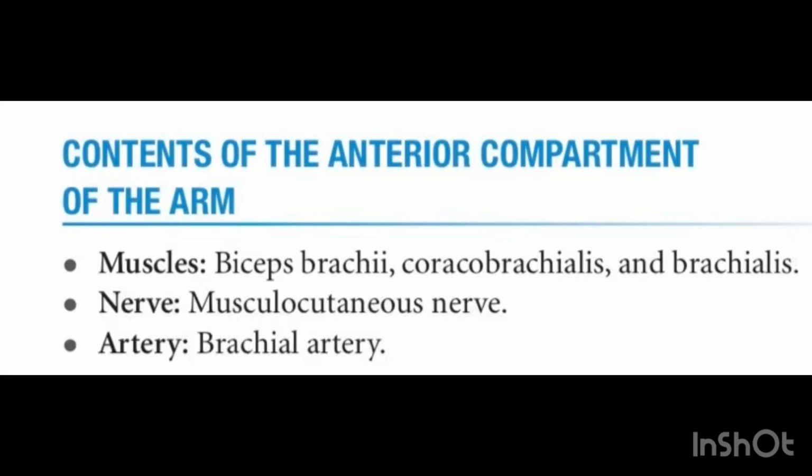So anconeus can be regarded as a muscle of the posterior compartment of the forearm. Some textbooks put anconeus under the posterior compartment of the arm, others under the posterior compartment of the forearm. For today, let us put it under the posterior compartment of the arm. So the anconeus and the triceps, while the front is the BBC, which is biceps brachii, brachialis, and coracobrachialis.